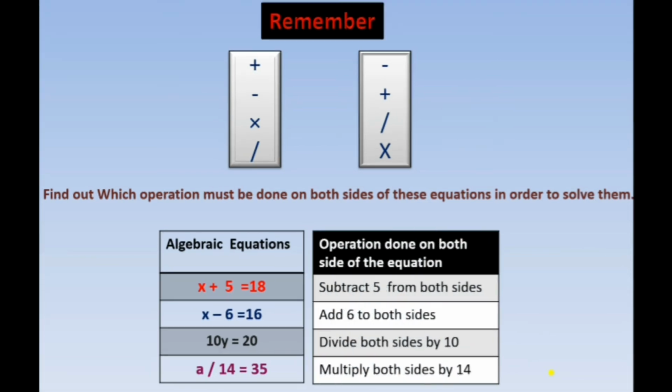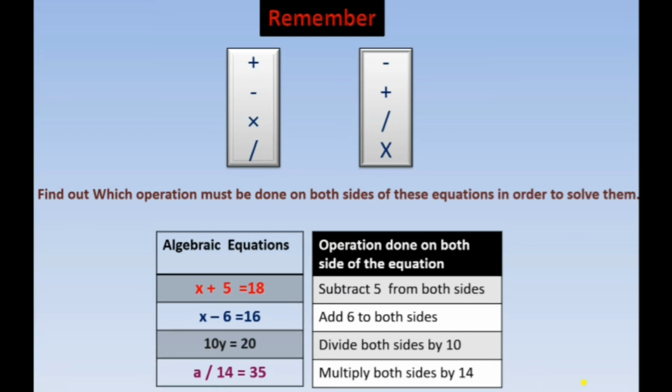Let us check. In the first equation, there is a positive value. So, subtract 5 from both sides. In the second equation, there is a subtraction. So, we have to do addition on both sides. Next, we find with the variable there is a multiplication. So, divide both sides by 10. In the next example, we can see there is a division. So, we have to multiply both sides by that number.